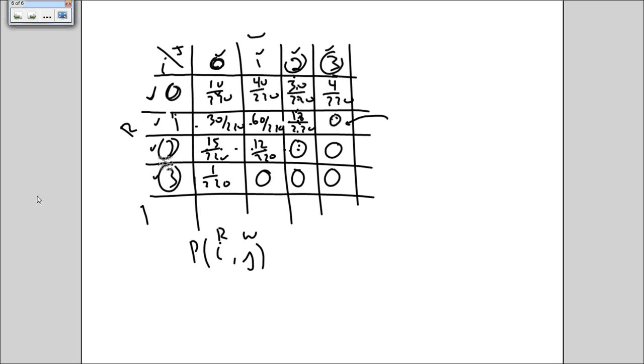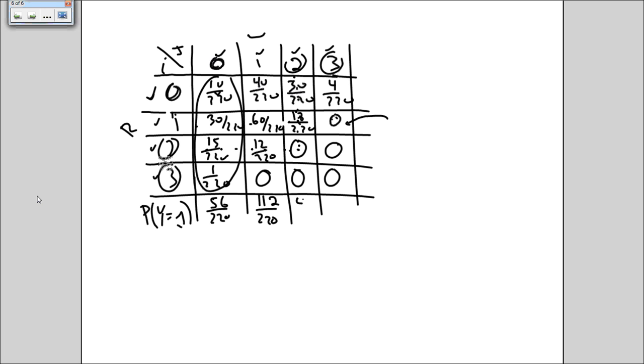Now, down here, we have the probability that y equals j. And I want to get rid of this here because I need the space. And I'm going to add up the rows and the columns. When I add up this column, I get 40, 55, get 56 over 220. The next column, 112 over 220. The next column is 48 over 220. And then 4 over 220.